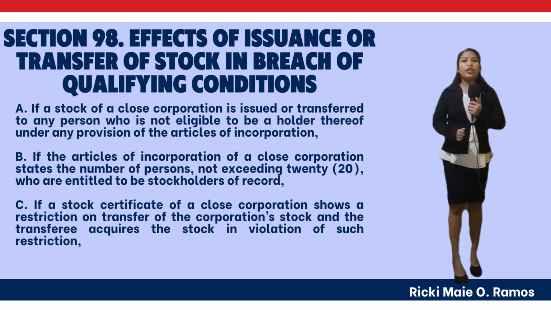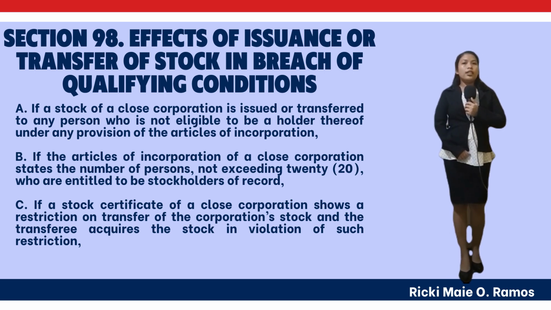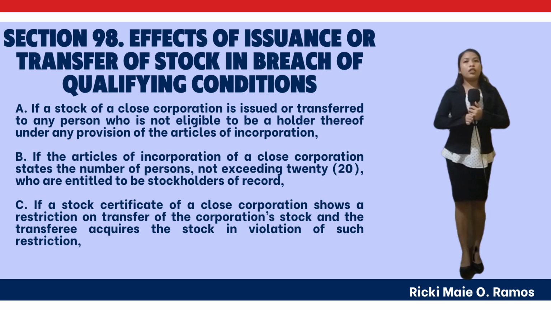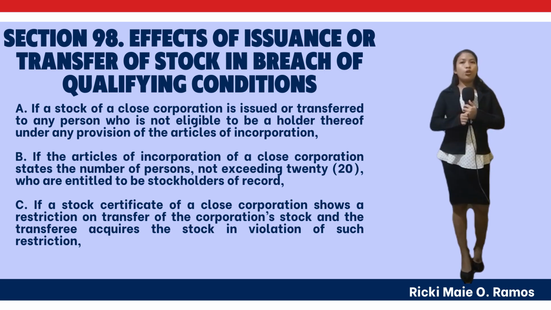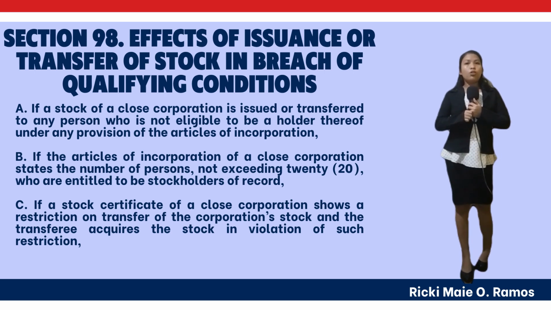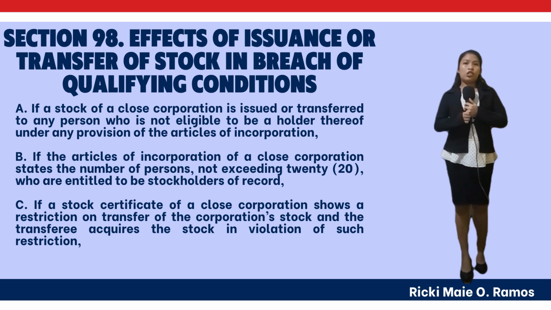The effects are as follows. If a stock of a closed corporation is issued or transferred to any person who is not eligible to be a holder thereof under any provision of the articles of incorporation, and if the certificate for such stock conspicuously shows the qualifications of the persons entitled to be holders of record; and if the articles of incorporation of a closed corporation state the number of persons, not exceeding 20, who are entitled to be stockholders of record, and if the certificate of such stock conspicuously states such number, and the issuance or transfer of stock to any person would cause the stock to be held by more than such number of persons; and if a stock certificate of a closed corporation conspicuously shows a restriction on transfer of the corporation's stock and the transferee acquires the stock in violation of such restriction.